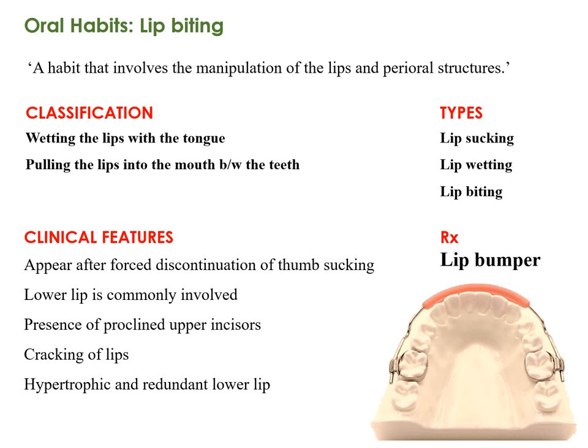So what are the clinical features? It is one of the habits which can be developed after a forced discontinuation of thumb sucking habit. Under normal circumstances, it is the lower lip which is usually affected. Also, there is presence of proclined upper incisors, cracking of the lips, or the presence of extremely chapped lips because of constant wetting, and the presence of hypertrophic and redundant lower lip is also seen as a clinical feature.